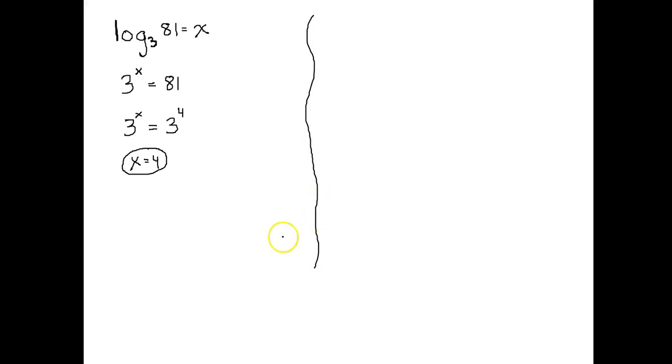Let's say we have something like log base 3 of x minus 1 equals 2. Okay, let's put it into exponential form. 3 squared equals x minus 1. Oh, this one's not so bad. 3 squared is 9. Just a simple linear equation. X equals 10.